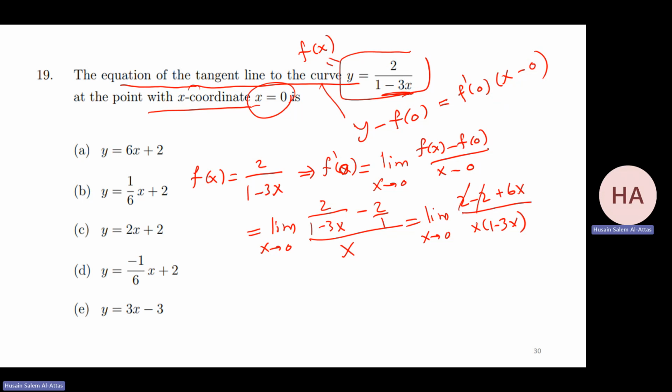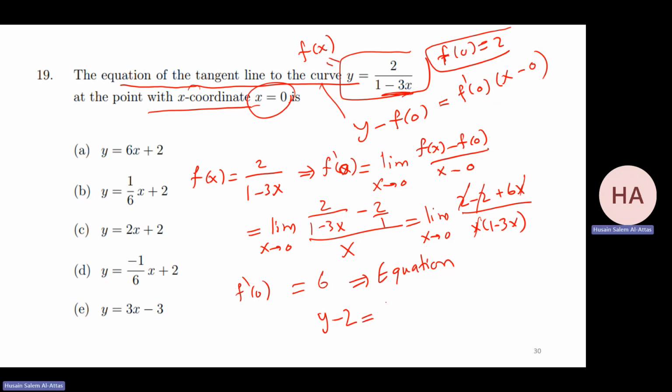Okay, this is cancelled. Also the x cancelled with the x. I'm getting 6. So this is f prime at 0. So what will be the equation? By the way, f at 0 is what? 2. F at 0 is 2. So the equation is y minus 2 equals 6 times x minus 0, which implies y equals 6x plus 2, which is this one.